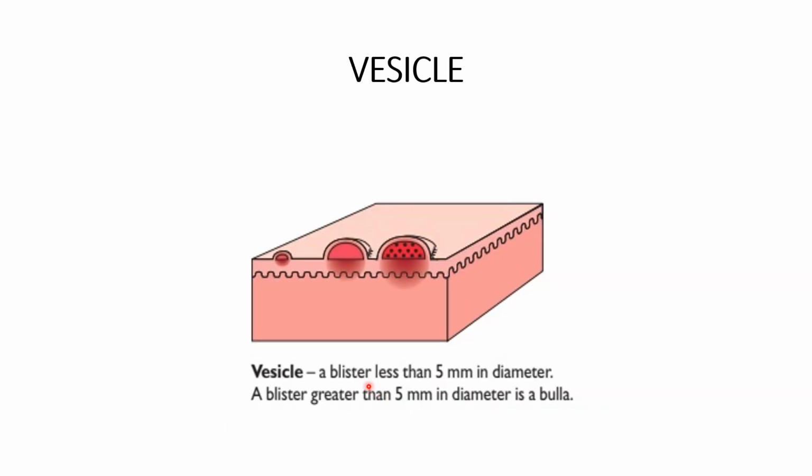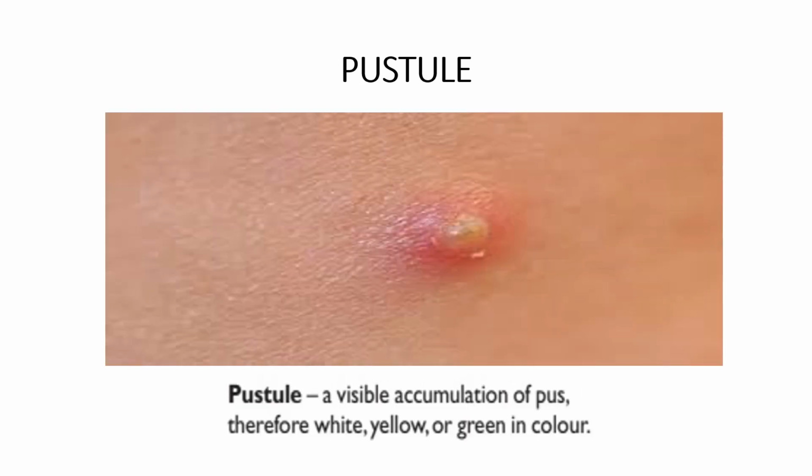Vesicle. A blister less than 5 mm in diameter is known as vesicle, and when blister is more than 5 mm in diameter it is known as bulla. A vesicle is not solid, but in case of macule and papule they are solid raised lesions. Pustule. Pustule, a visible accumulation of pus, therefore white, yellow or green in color. It is known as pustule.